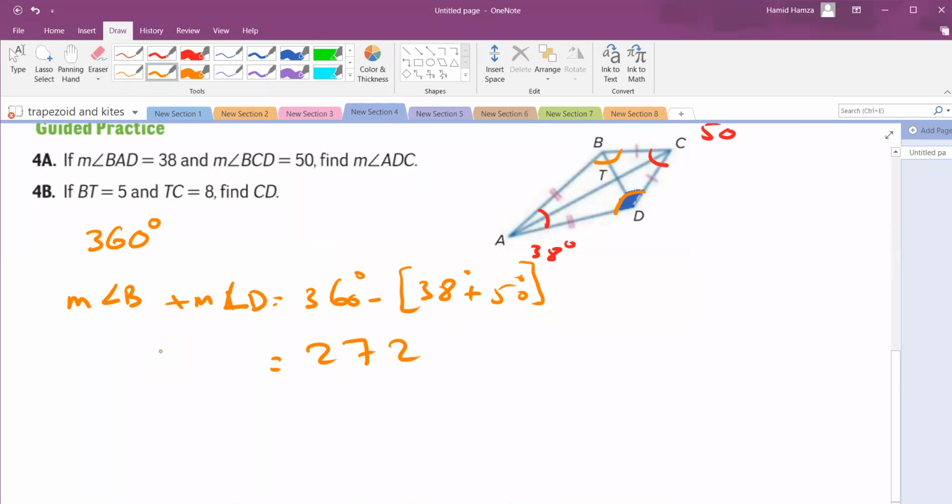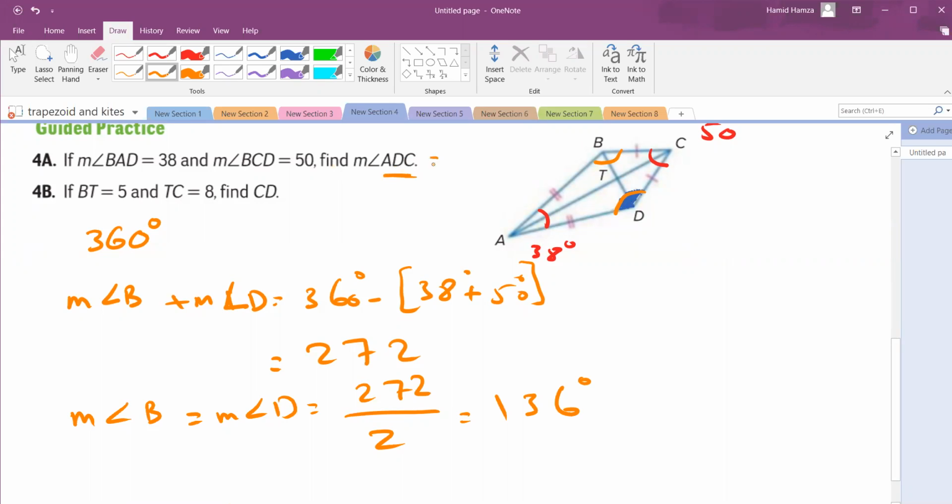So if you know the sum of both of them, you can find the measure of each one of them. The measure of angle B equals the measure of angle D, so we divide 272 by 2. It will be 136 degrees. So the measure of angle D is 136, the measure of angle B is 136. That means the measure of angle ADC equals 136 degrees. Any question, guys?